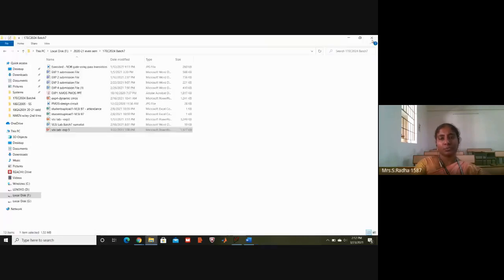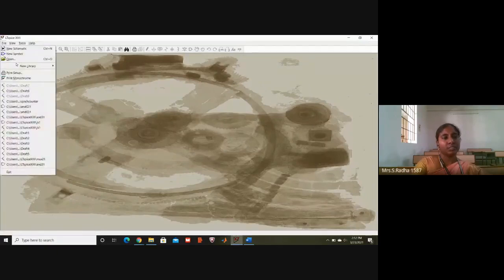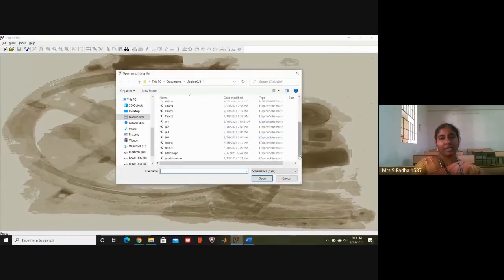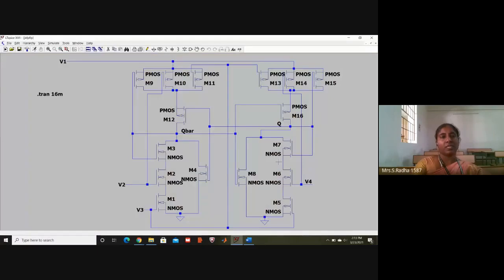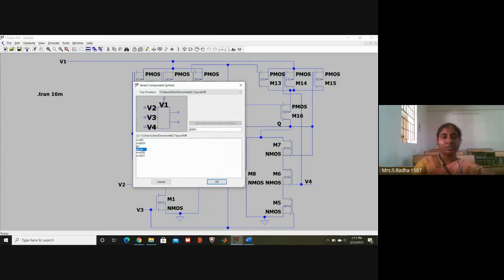I will show you in the execution part. In the previous sessions, we have seen the schematic of the JK flip-flop. Also, we have created the symbol. In the drop down, you can see the symbol for the JK flip-flop as well. Any of these you can use.